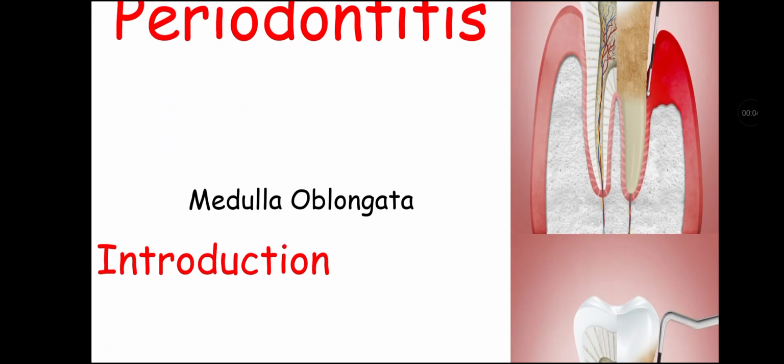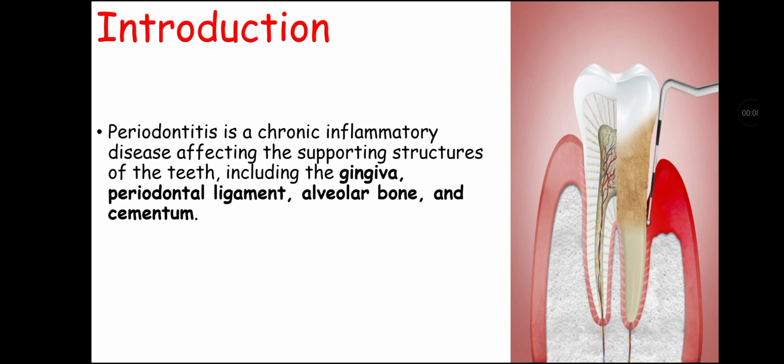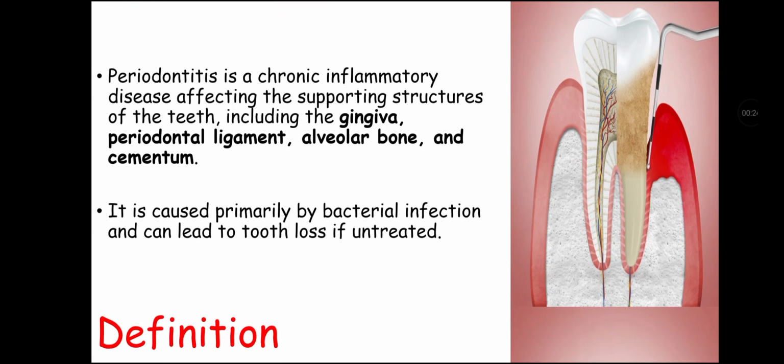Today we are going to talk about periodontitis. So let's start the topic with introduction. Periodontitis is a chronic inflammatory disease affecting the supporting structures of the teeth, including gingiva, periodontal ligament, alveolar bone, and cementum. It is caused primarily by bacterial infection and can lead to tooth loss if untreated.